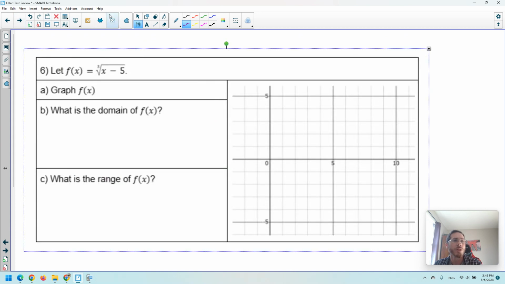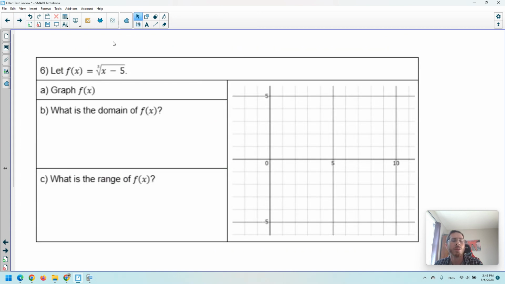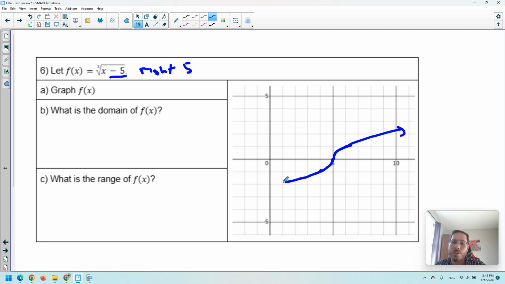For number 6, we've got f of x is the cube root of x minus 5. Part A says graph f of x. So what we're going to do is just recognize this is moving us to the right 5. So we'll just draw our nice sideways S shape. We'll just go ahead and sketch it in. There we go.